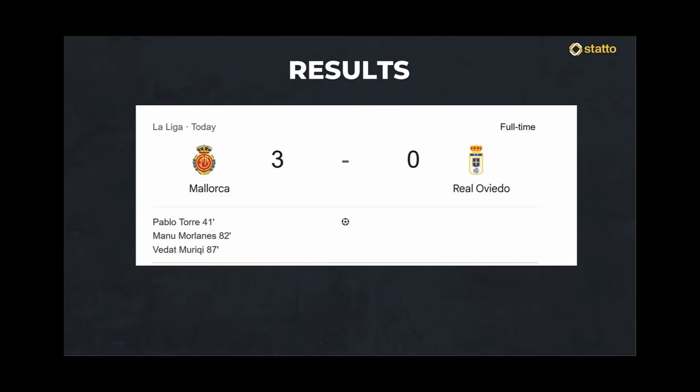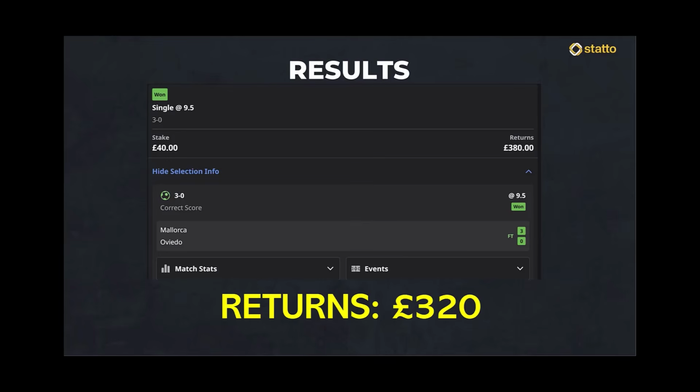The other match was Mallorca 3, Real Oviedo 0. So this was another winner for us, and another anchor score actually. Another anchor score winner at odds of 9.5. So the returns from the bet were £380, taking away the rest of our stake. Gives us overall returns from this one of £320. And so that's £480 in returns, just from 3 bets placed today.